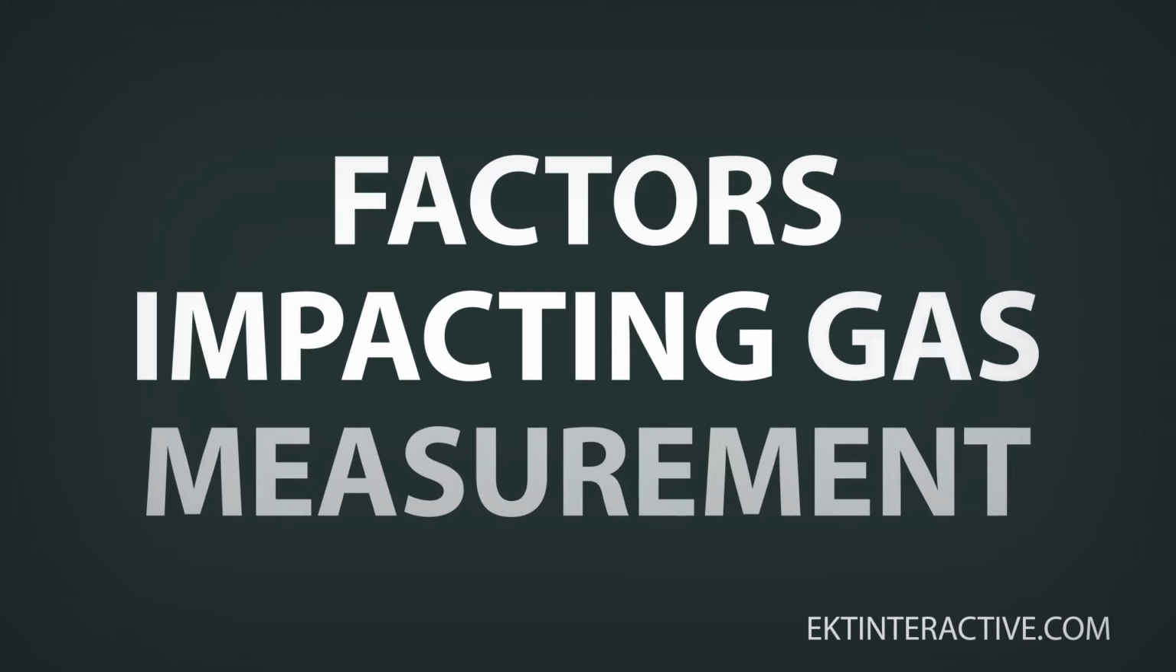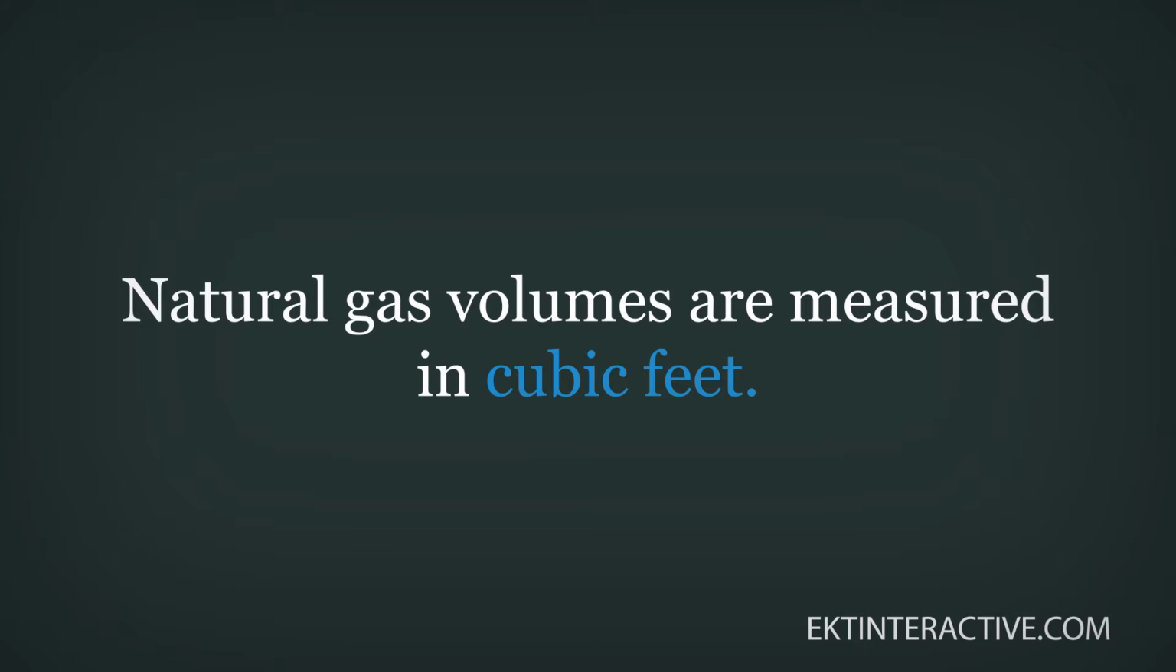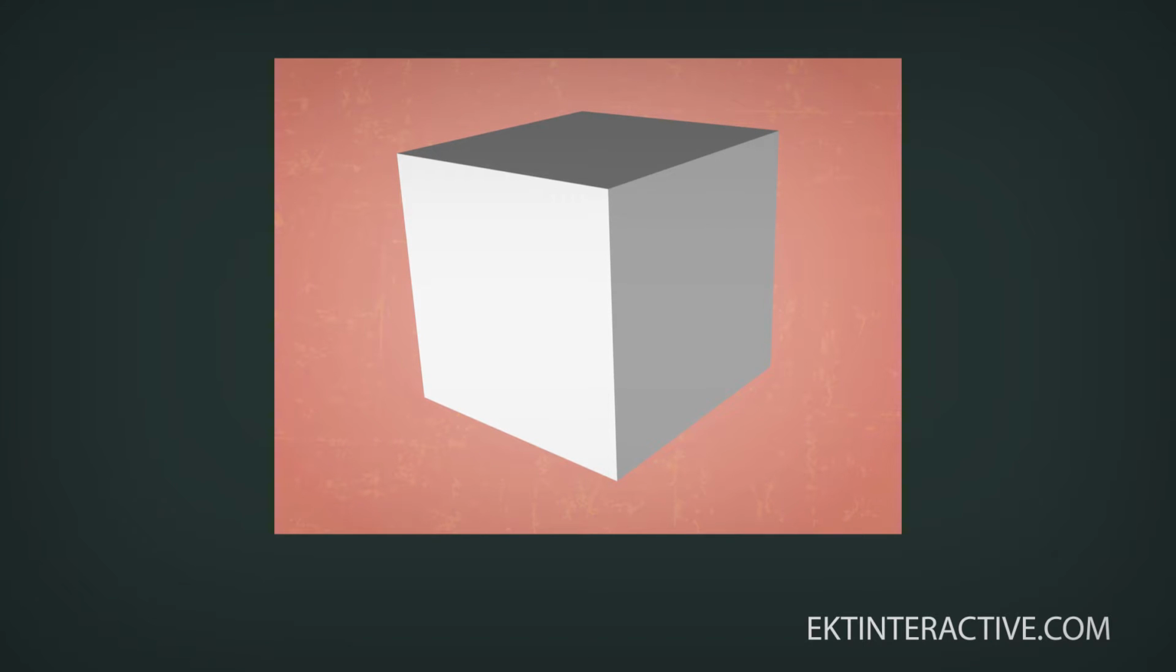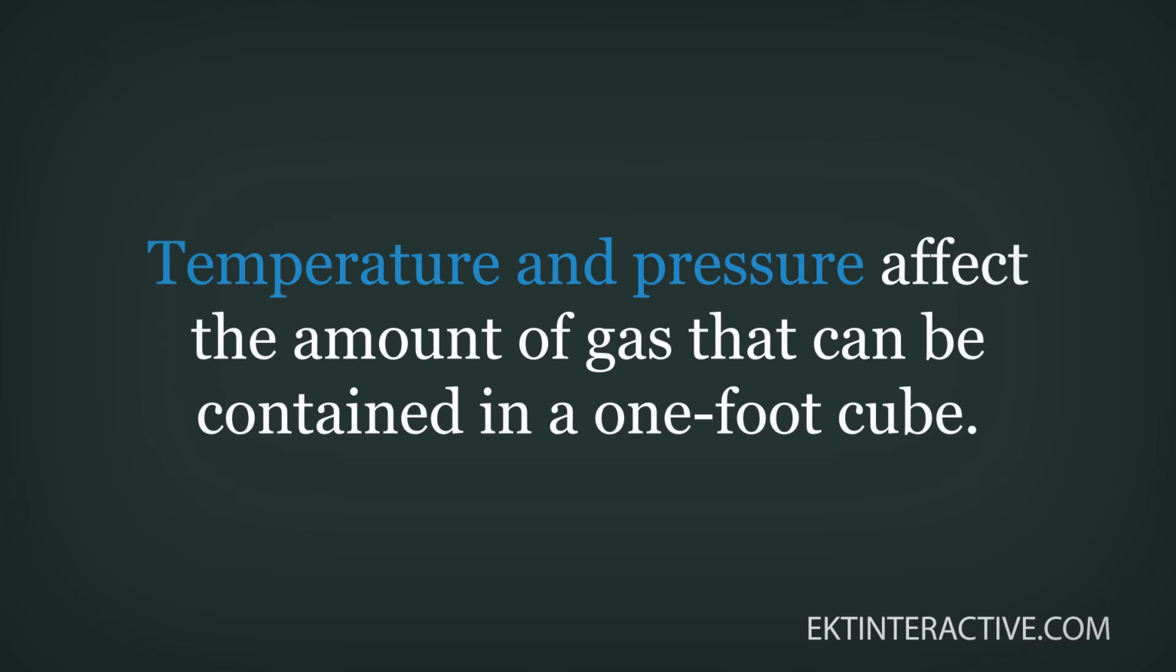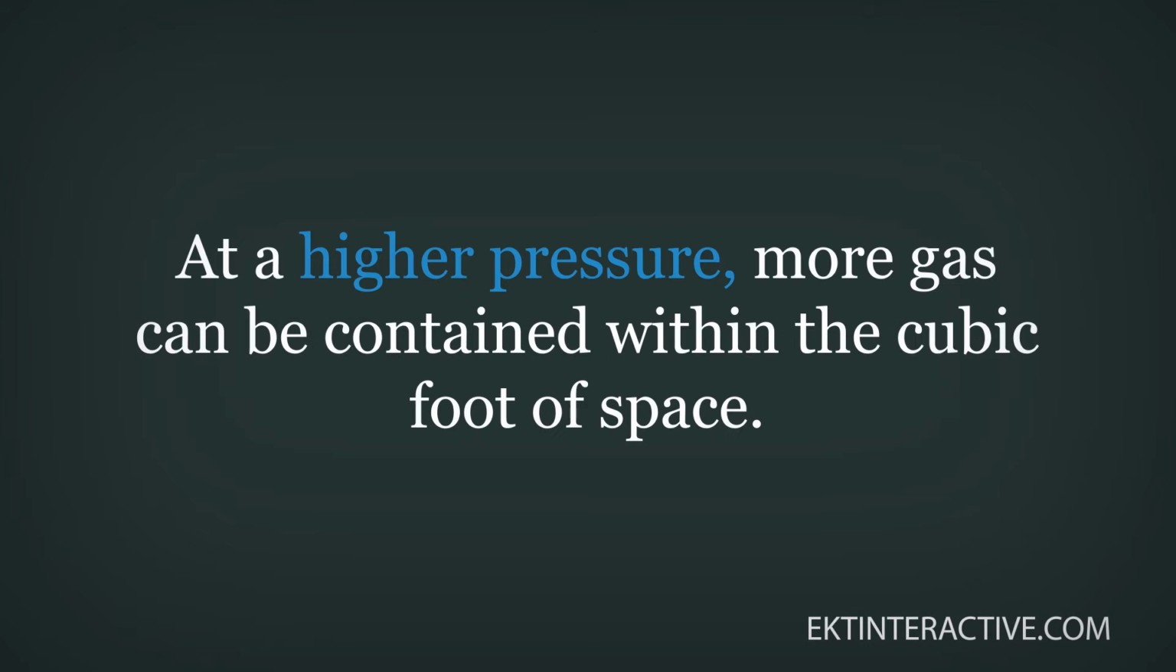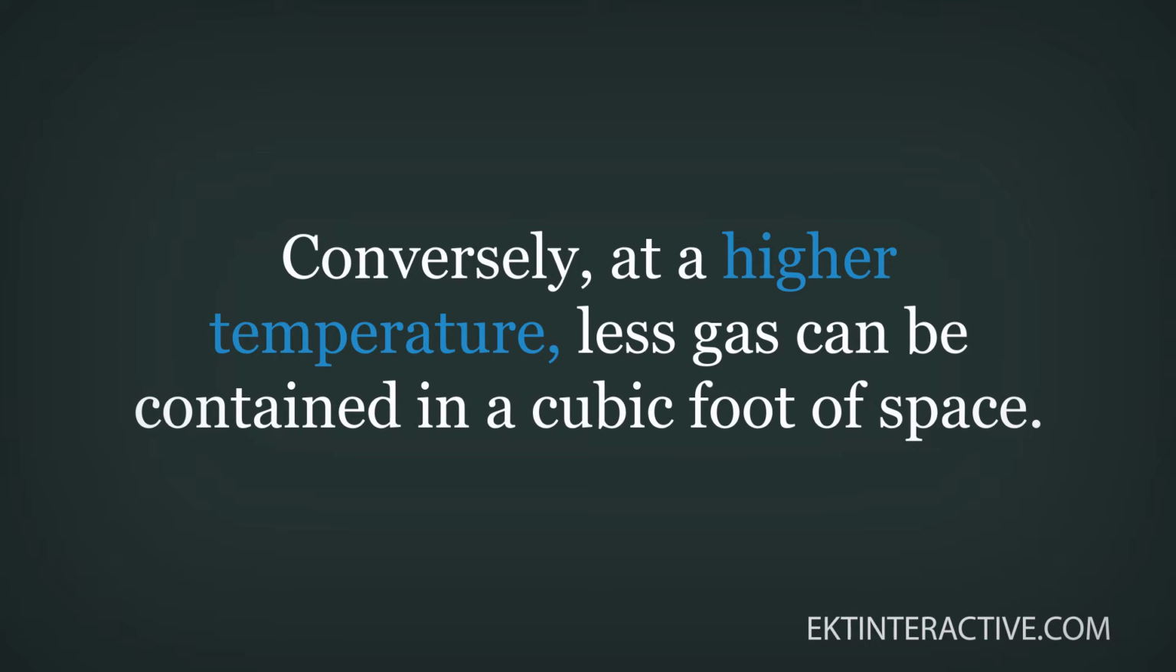Now let's discuss factors impacting natural gas measurement. Natural gas volumes are measured in cubic feet. A cubic foot of natural gas is the amount of gas that can be contained in a cube 1 foot on a side, at a certain standard temperature and pressure. Temperature and pressure affect the amount of gas that can be contained in a 1 foot cube. At a higher pressure, more gas can be contained within the cubic foot of space. Conversely, at a higher temperature, less gas can be contained in a cubic foot of space.